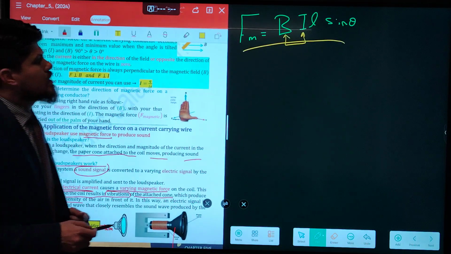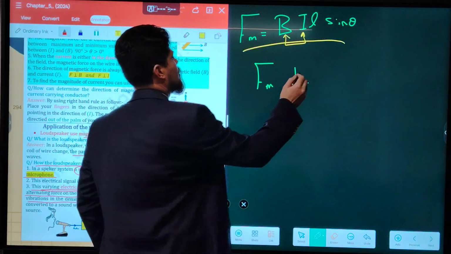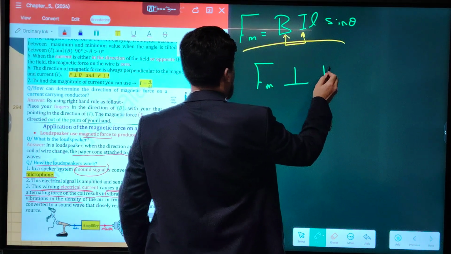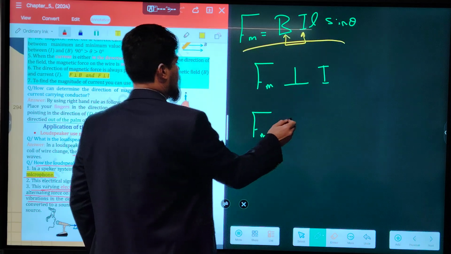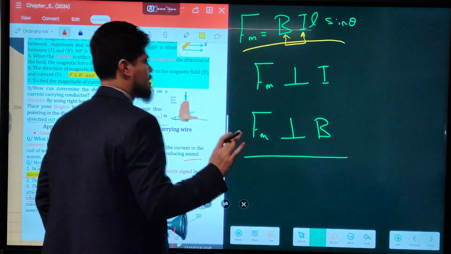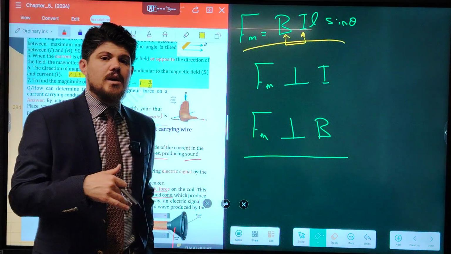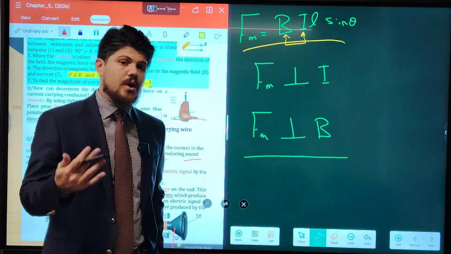So the direction of the magnetic force, guys, is always perpendicular to the direction of the current. And the direction of the magnetic force is always perpendicular to the direction of the magnetic field. This is constant. But the angle between B and I varies, it changes, it depends on the question.